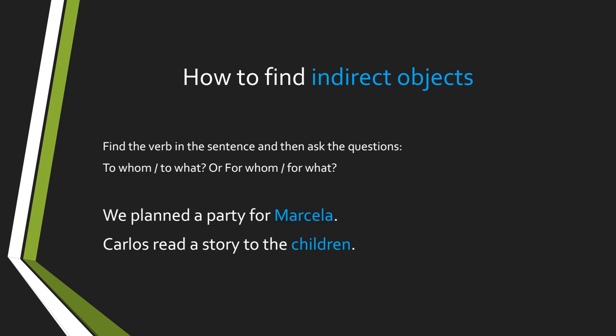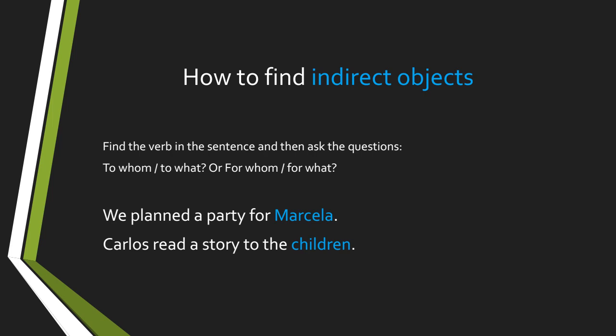Finding the indirect object in your sentence is really easy, and it's also similar to the way that we found direct objects in our sentence. All we have to do is find the verb in the sentence and then ask some questions. We're going to ask different questions than we did when we were looking for our direct objects, though. So the questions that we can ask when we're looking for our indirect objects are questions like to whom, or to what, or for whom, or for what, depending on if it's a person or a thing that's indirectly receiving the action of our verb.